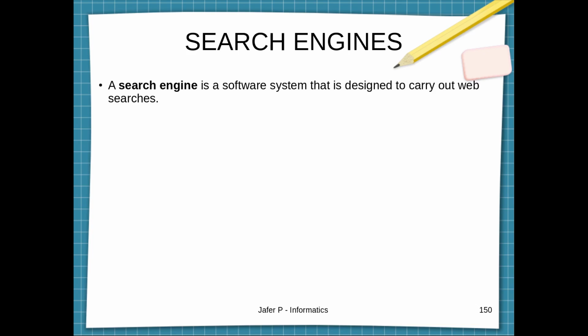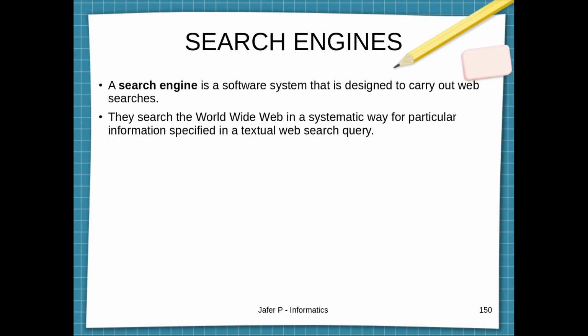A search engine is a software system that is designed to carry out web searches. So what is the purpose of a search engine? What I mean by web searches is that whatever we are searching on the internet is carried out by search engines. They search the World Wide Web in a systematic way for particular information specified in a textual web search query. So based on the web search query, it will search for specific information, right? And that information resides in the World Wide Web.